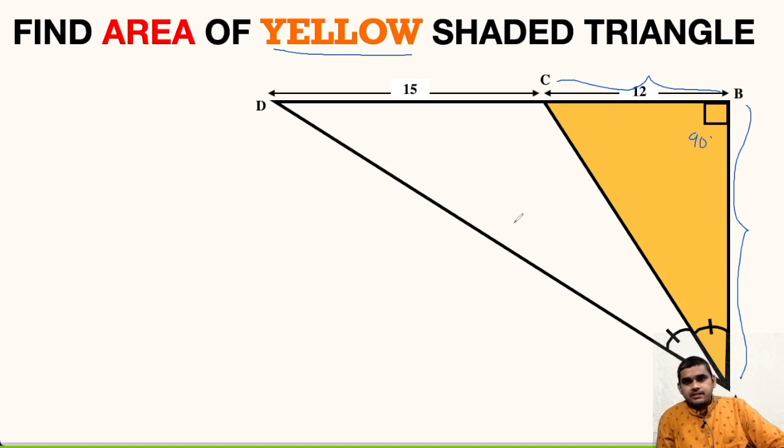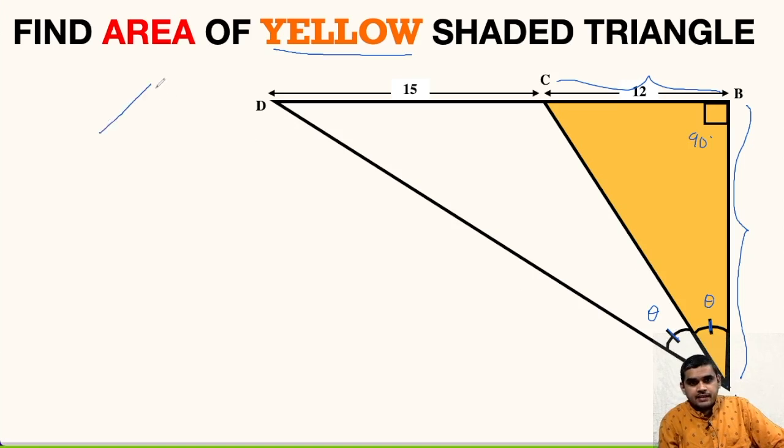For that, first of all, it is given in the question that these two angles are equal. So if this is theta, this angle is also theta. In short, AC is the angle bisector of the angle at vertex A.